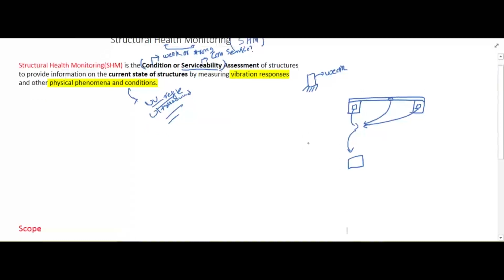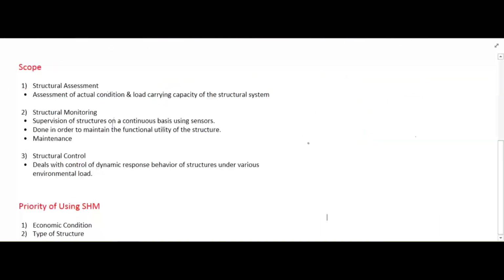Now let us go to the scope of SHM. This is not a fixed kind of thing, but I have written here for you to inform you about the basic thing of SHM. The scope of SHM is divided into three parts. The first one is assessment of condition and load carrying capacity of the structural system. So it is a structural assessment, and we assess the actual condition and load carrying capacity of the structural system. Actual condition tells whether it is weak or strong, and load carrying capacity means whether it carries the load it was designed for or not. Structural assessment is done in a very short period of time.